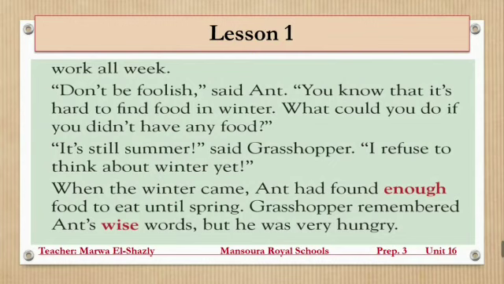Don't be foolish, said ant. You know that it's hard to find food in winter. What could you do if you didn't have any food? It's still summer, said Grasshopper. I refuse to think about winter yet. When the winter came, Ant had found enough food to eat until spring. Grasshopper remembered Ant's wise words, but he was very hungry.